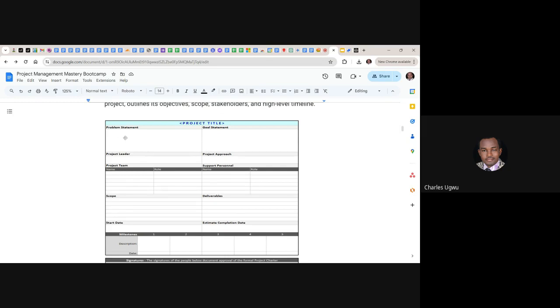Here we have the problem statement. The problem statement is the main reason why this project is in place. Why are we starting this project? It is because we have a problem we want to solve, or a goal we want to achieve. So this is where you capture the problem statement.